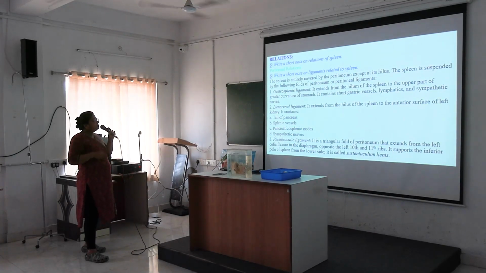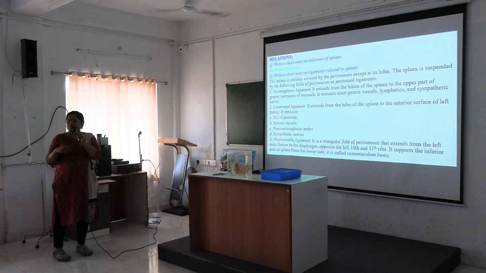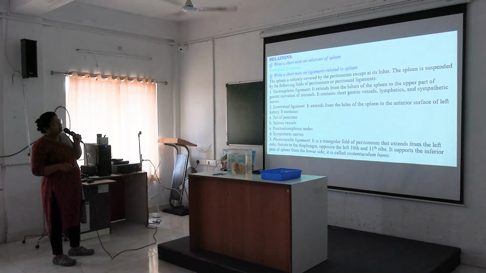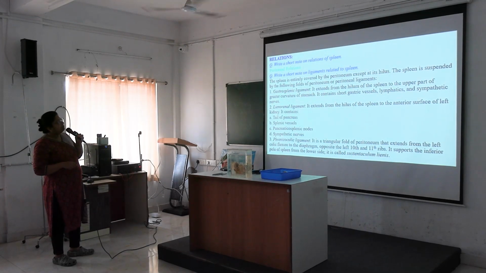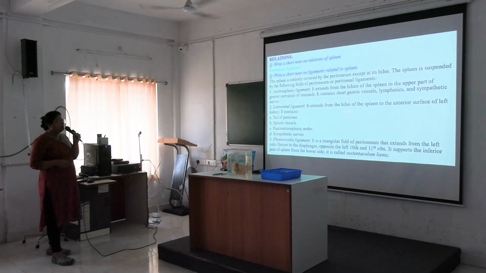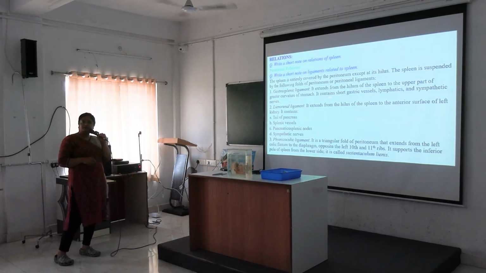First is the gastrosplenic ligament. Gastro means stomach and spleen, so it is connecting the spleen with the stomach. It extends from the hilum of the spleen to the upper part of the greater curvature of the stomach, and it contains the short gastric vessels, lymphatics and sympathetic nerves.